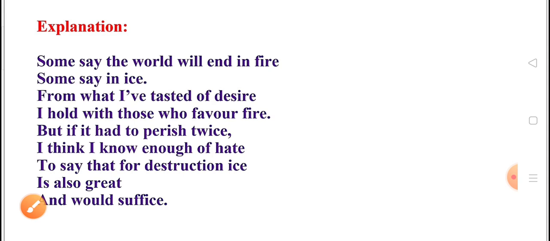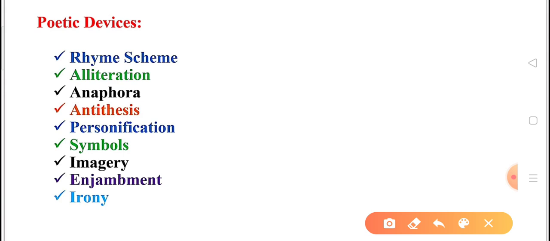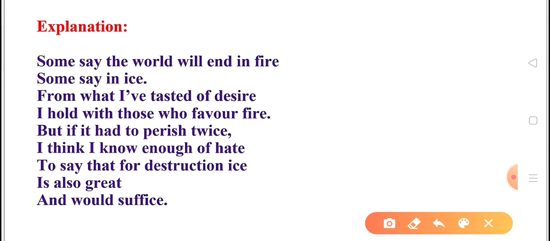Moving to the next, antithesis. There are two poetic devices where we may feel a little bit confused. One is oxymoron, another is antithesis. There is a little difference between the two, otherwise we can get confused. So what is the difference? In oxymoron, two opposite words are juxtaposed. Juxtaposed means they are put together. In oxymoron, two opposite words, antonyms, are put together, like kind cruelty or cruel kindness, or we can say cold sweat, or the sound of silence. So all these are just opposite words which create oxymoron.